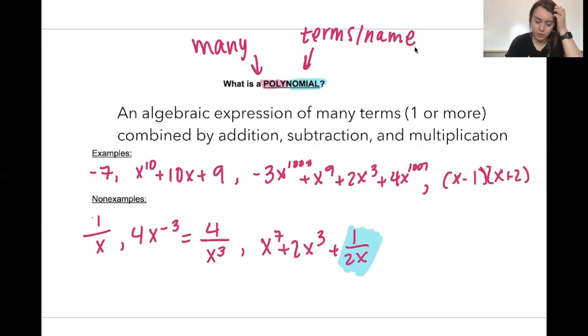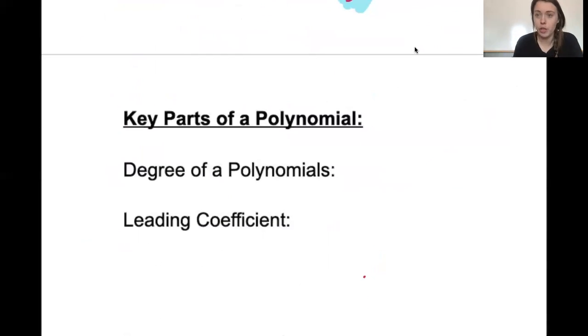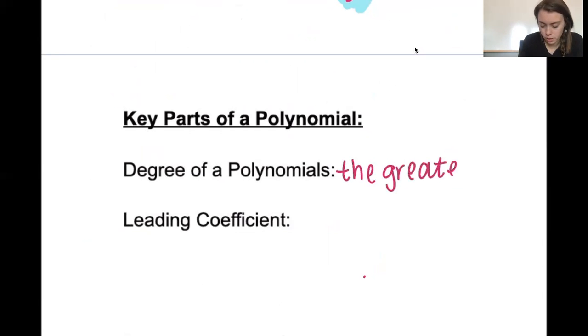Okay, now I'm going to go over 2 more definitions with you. So the degree of a polynomial is the greatest exponent of the polynomial.